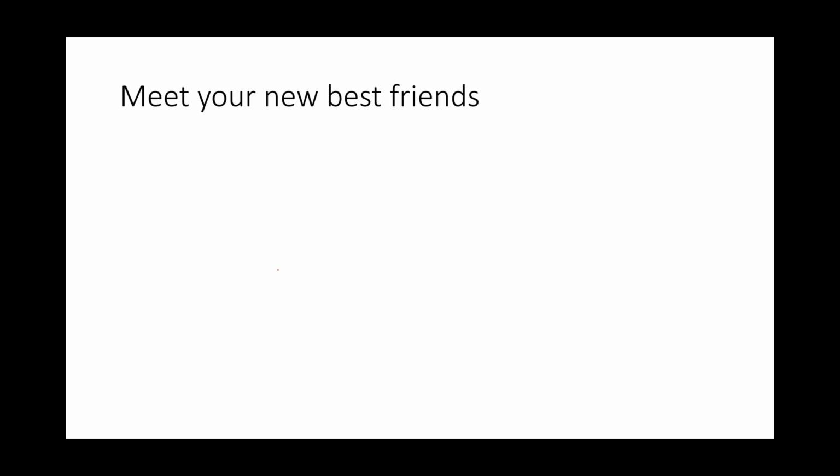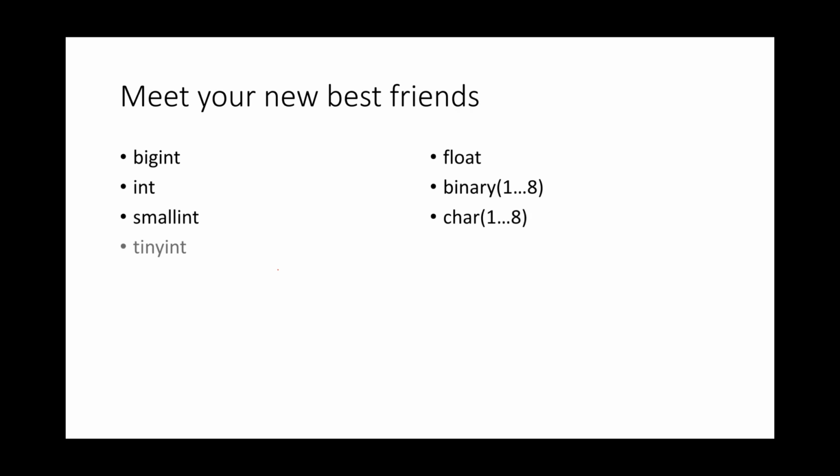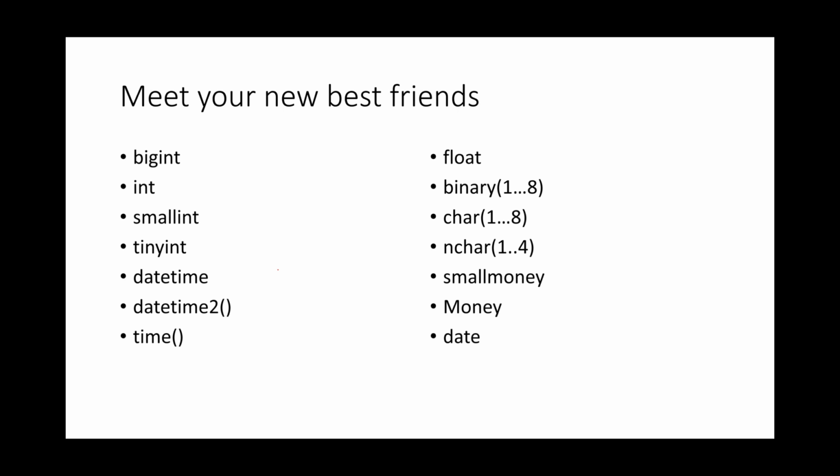So meet your new best friends. BigInt, less than 8 bytes, or exactly 8 bytes. Int, smallint, tinyint, datetime, datetime2, time, float, binary 1 to 8, char 1 to 8, nchar 1 to 4, smallmoney, money, and date. These are the column data types that are less than or equal to 8 bytes, and you can use.